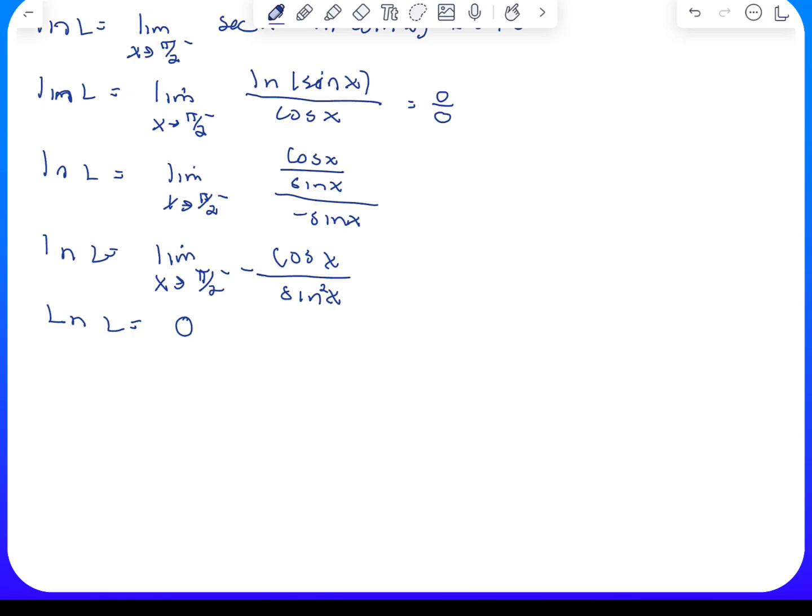Then don't forget this step. Now I need to get back to L. So I'm going to hit it with the exponent. So I'm going to take the e of the left-hand side and e of the right-hand side. Remember, the e and the natural log cancel out on the left, leaving us with L, and then e to the 0 power is simply 1. So our answer to this equation is 1.